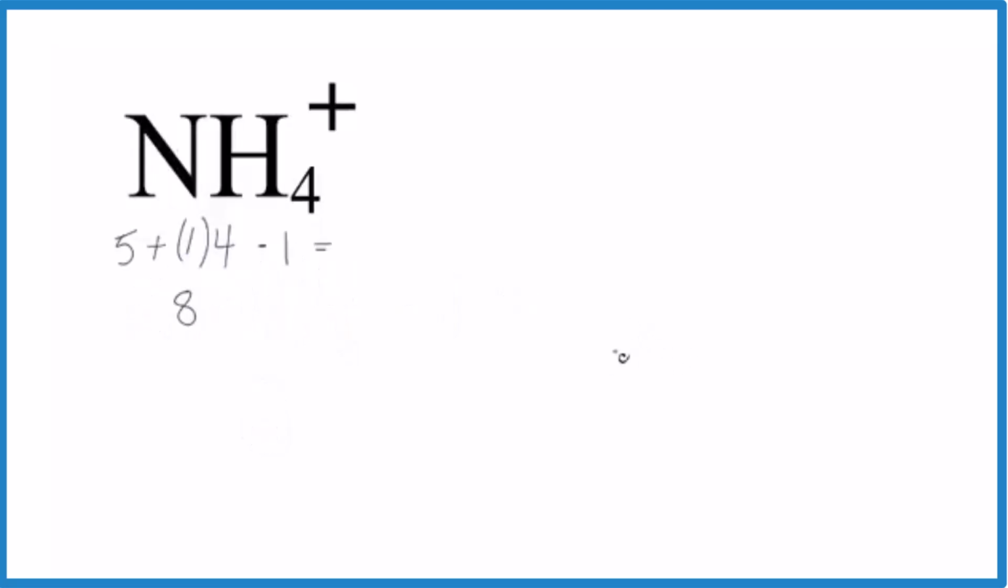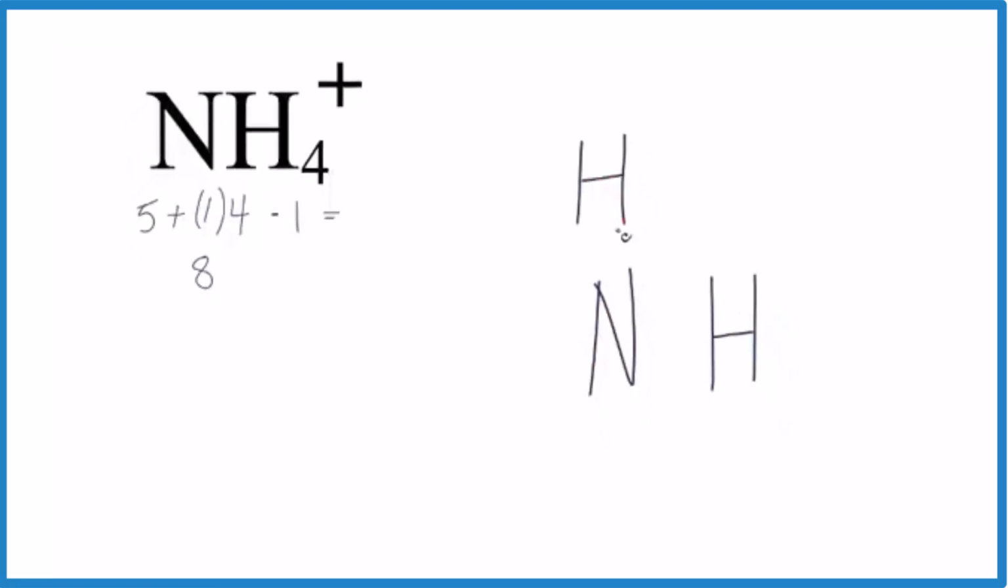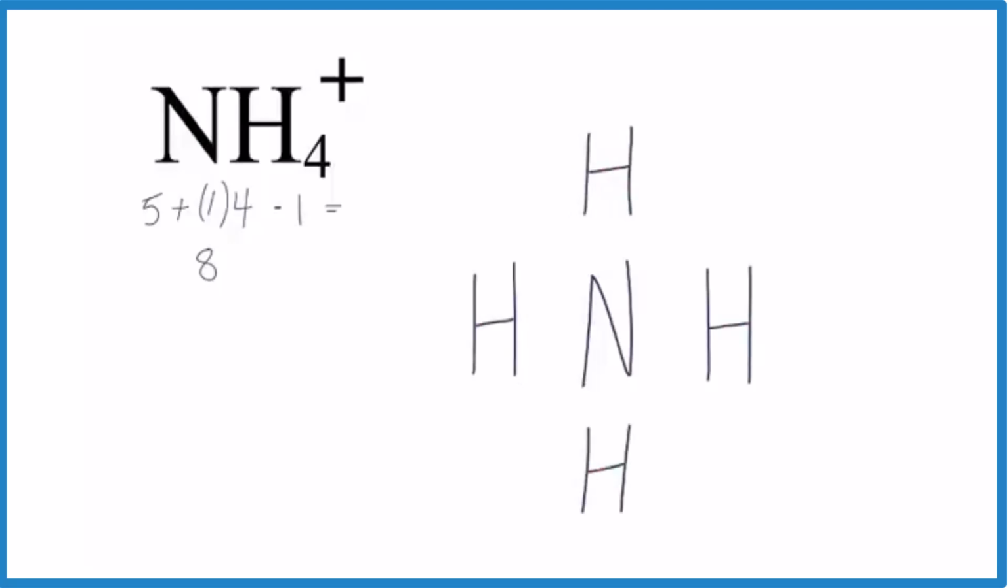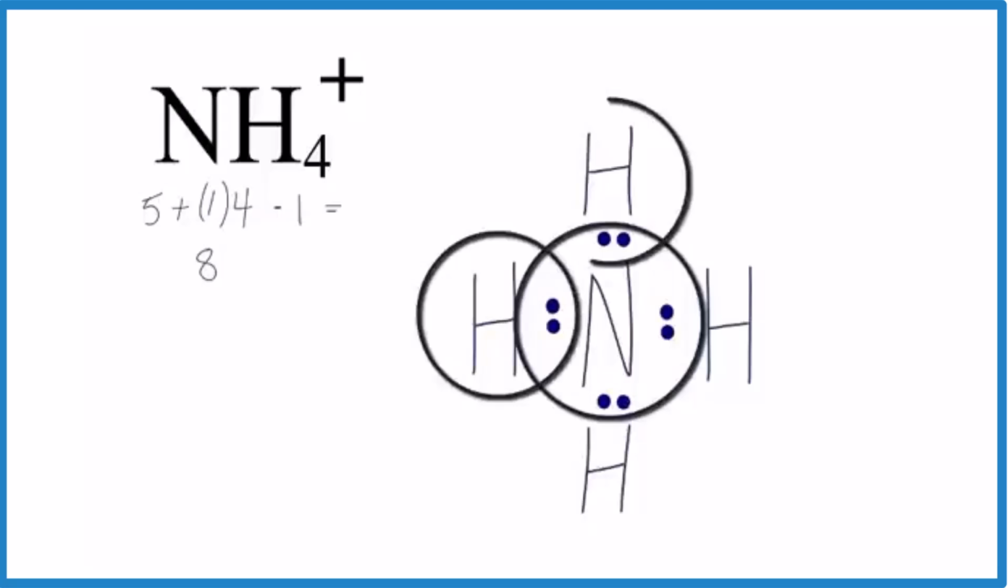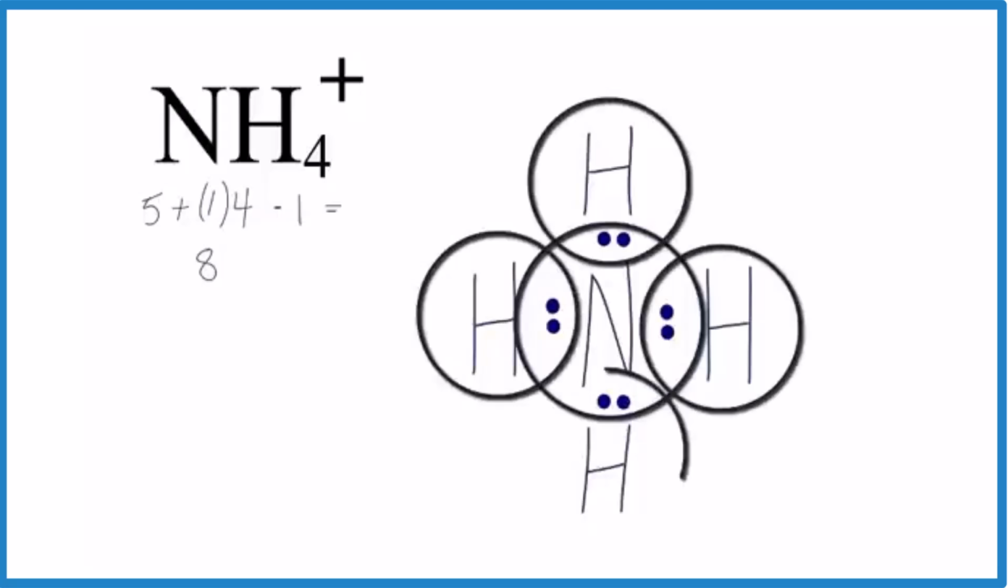We'll put the N in the center, hydrogen always on the outside, and then we'll put the 4 hydrogens around it. We have a total of 8 valence electrons. Let's put a pair of electrons between each of the atoms to form a chemical bond. There. So we've used all 8 valence electrons. The nitrogen has a full outer shell, has an octet, and the hydrogens only need 2. They all have full outer shells. That's the Lewis structure for NH4+. It's called the ammonium ion.